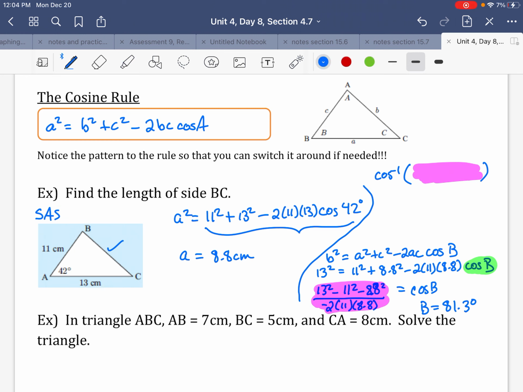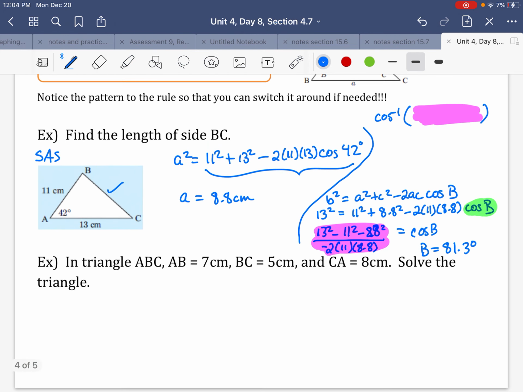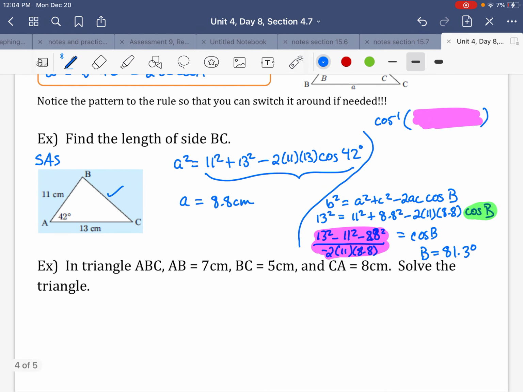Now that you found 81 degrees, it would be easy to find C by subtracting: 180 minus 42 and minus 81.3. I never did that, but that'd be easy to do. So this triangle down here, you see I'm given 3 lengths. I'm not quite sure what it looks like, but it says A, B, and C. So AB is 7, BC is 5, and CA is 8.